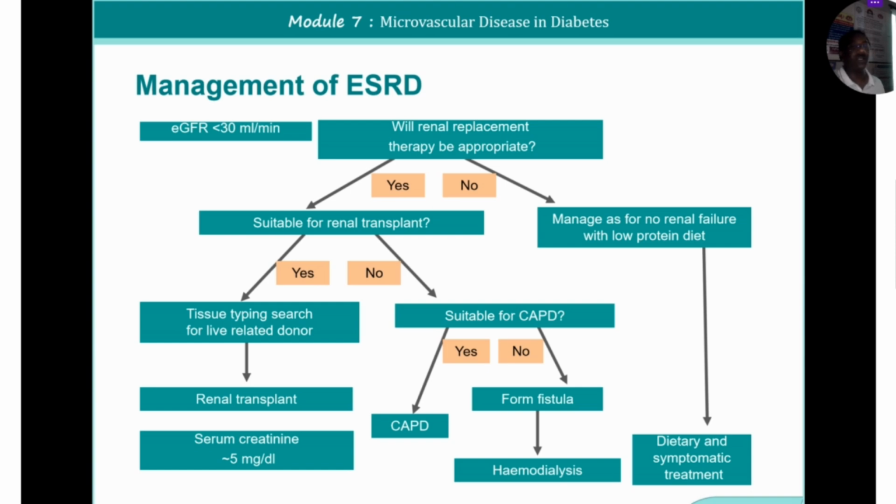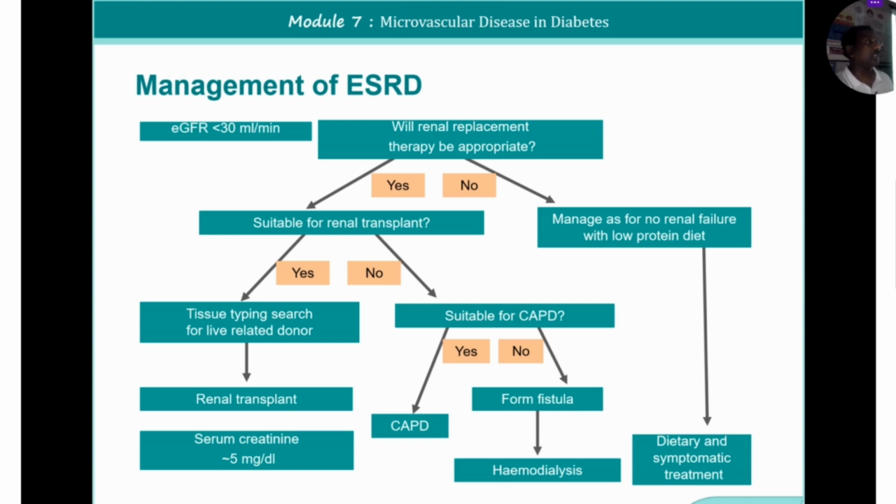Not suitable for renal transplant because the age or maybe because of the associated other things. Then suitable for CAPD, peritoneal dialysis, because it's very costly. Yes, you can go for the peritoneal dialysis. Otherwise, form the AV fistula. This is very important. And then the hemodialysis. So most of our patients, they fall under here hemodialysis.